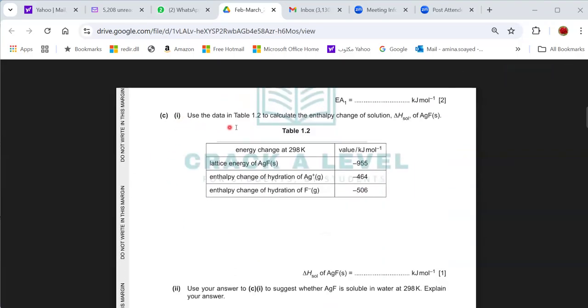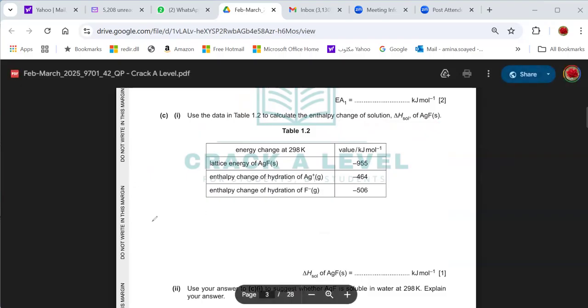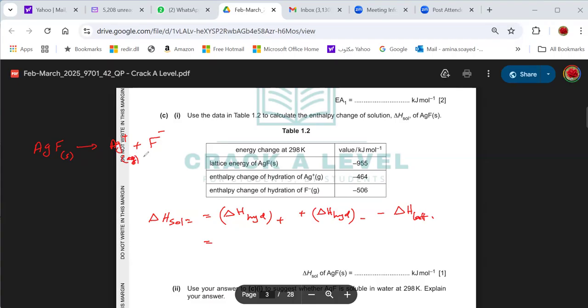Question number C says, use the data in table 1.2 to calculate the enthalpy change of solution of silver fluoride. We know that the enthalpy change of solution is equal to the enthalpy change of hydration of the positive ion plus the enthalpy change of hydration of the negative ion minus the lattice energy. So this means that we have, of course, silver fluoride. It ionizes to give silver ions plus fluoride ions, which means that we have the silver ion solid forming the silver ion aqueous plus the fluoride ion aqueous.